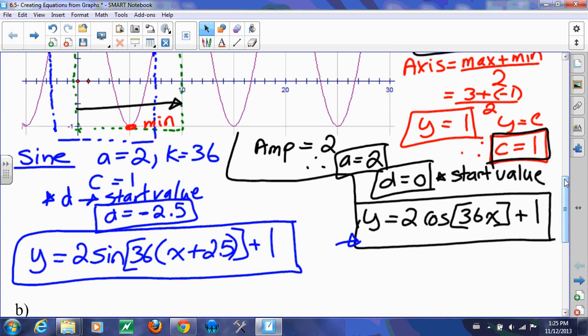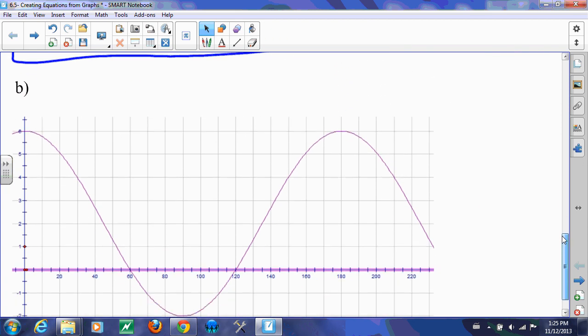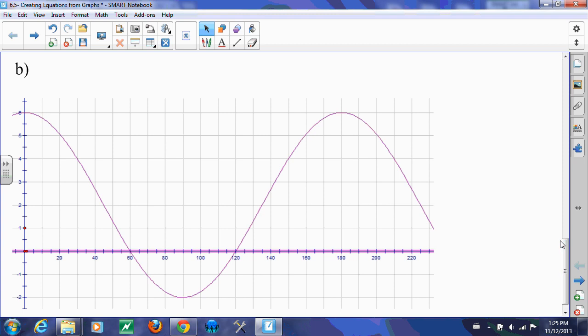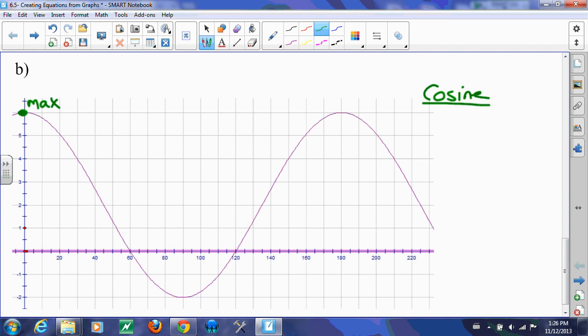All right, let's try another one. Getting a little bit harder, but we can still do this. Anyway, B, here we go. Taking a look at this, we can decide if we want to start with cosine or sine. I look where I'm at, and I'm at my maximum at the start there. So that means I'm going to deal with cosine first. I'm just going to write cosine in this color. All right. So cosine means I go from max to max. That helps me to draw in the box of my one cycle.